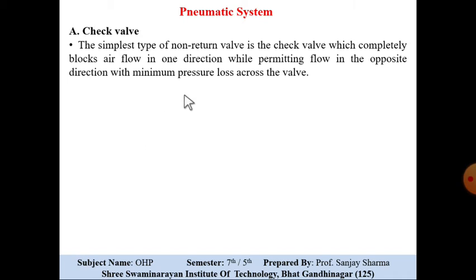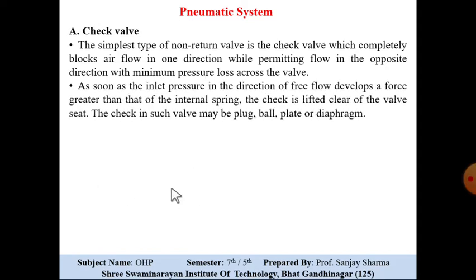Now check valve. The simplest type of non-return valve is the check valve, which completely blocks air flow in one direction while permitting flow in the opposite direction with minimum pressure loss across the valve. The function of a non-return valve is only to provide flow in one direction. It does not allow the flow in the other direction. As soon as the inlet pressure in the direction of free flow develops a force greater than that of the internal spring, the check valve is lifted clear of the valve seat. The check in such valves may be plug, ball, plate or diaphragm type.